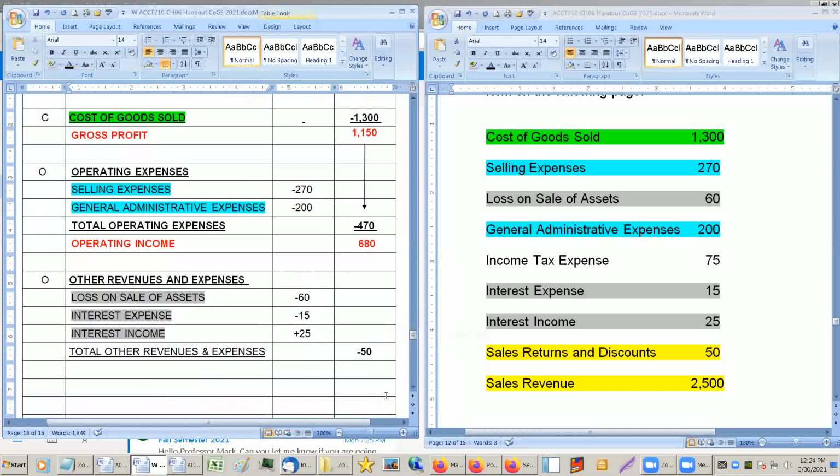And this will give us our income before taxes. So 680 minus the 50 is 630.